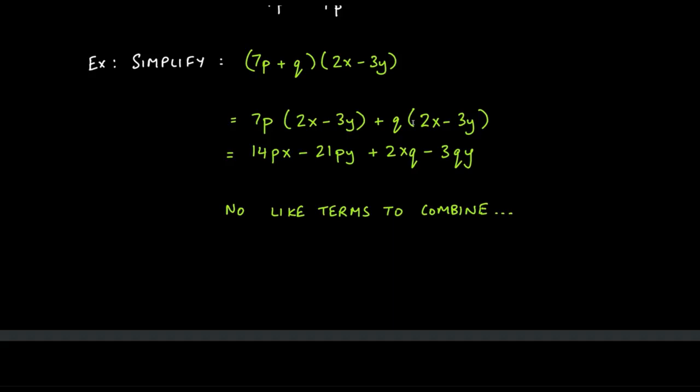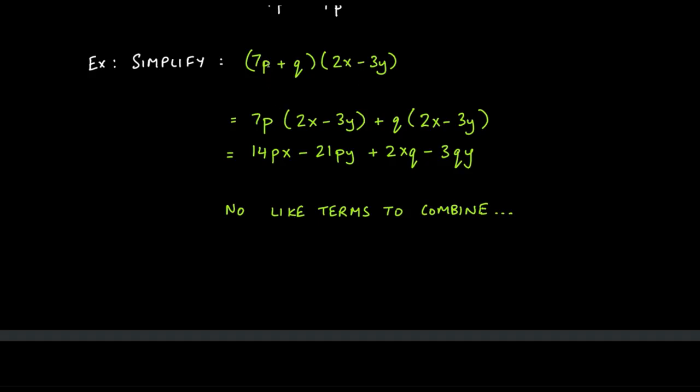So if you must FOIL, you can continue doing that, but I'm telling you right now, if you were to learn how to do it this way or add this extra step in the middle, when we get to grouping, this will not cause any trouble. So let's say we have 7p plus q as the first binomial, and we're multiplying that whole thing by 2x minus 3y. That's the second binomial.